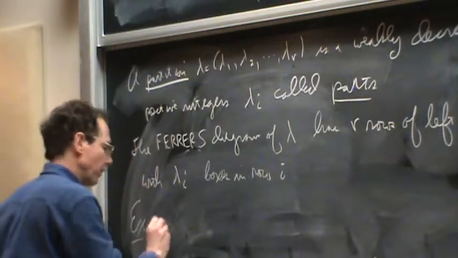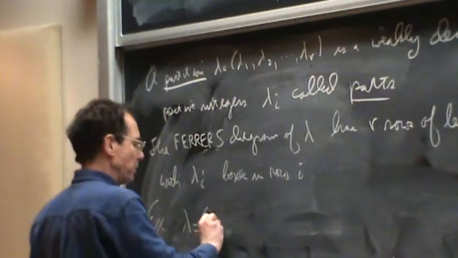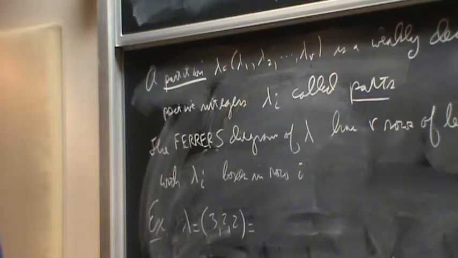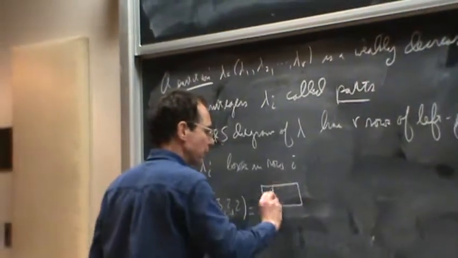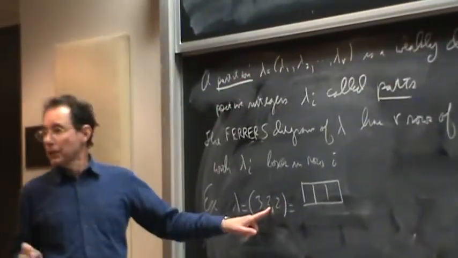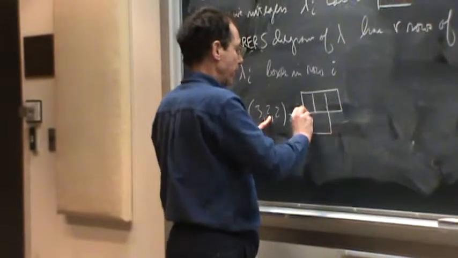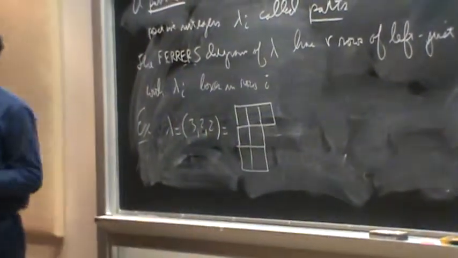Again, an example will make this totally clear. Say we took the partition 3, 2, 2. What would its Ferrers diagram look like? Well, that means we're going to have 3 boxes in the first row. The next row will have 2 boxes, and we'll put it left justified under the first row. And then the final row will also have 2 boxes left justified under.